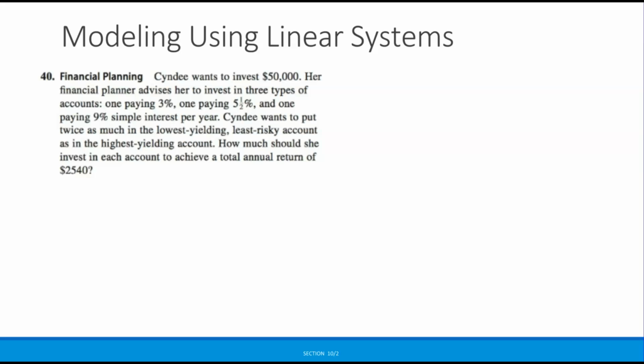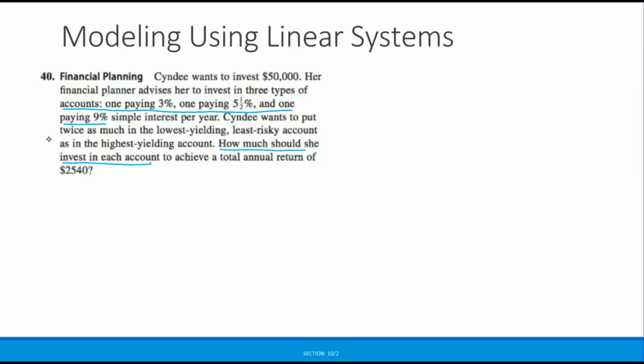Okay, application problems, remember to read through a few times. You want to be sure that you know what you're solving for. And in this case, we want to know how much should we invest in each account. So what accounts does she have? She has one at 3%, one at 5.5%, and one at 9% interest.